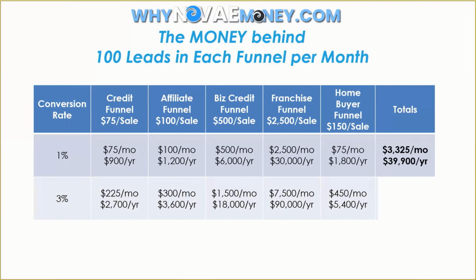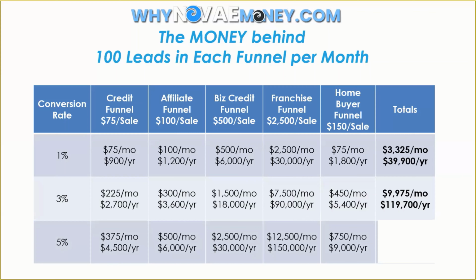Okay, let's look at a 3% conversion ratio, because maybe you're an influencer, maybe you're somebody that people already want to buy from. So it's a little bit easier. You're going to make 2 more sales per month. So you're making 3 sales per month out of every 100. Okay, so that's 2,700 a year on the credits, 3,600 on the affiliate, and that doesn't include your residuals that you're making too, or the overrides on the affiliates, or the residuals from the credit. On the biz credit, you're making 18,000 a year. Franchise, 90 grand a year. Home buyer, 5,400 a year. All equal up to over $100,000 in 1 year that you're making off of funnels and automating those sales. 100K. Somebody put 100K, baby, down in there.